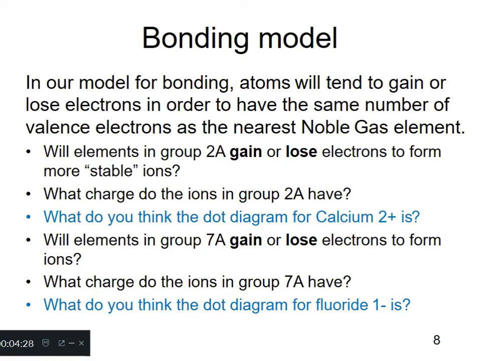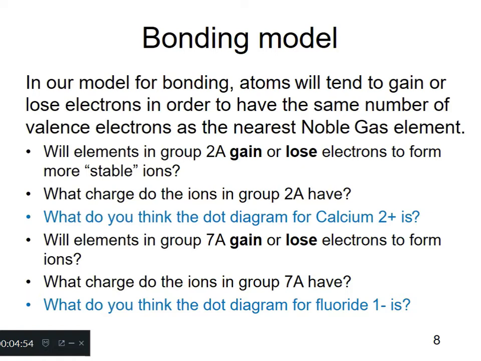So in our bonding model, atoms are going to tend to gain or lose electrons in order to have the same number of valence electrons as the nearest noble gas element. So will elements in group 2A gain or lose electrons to form more stable ions? What charge do you think the ions in group 2A have? And as an example, what do you think the dot diagram for calcium 2+ ion is?